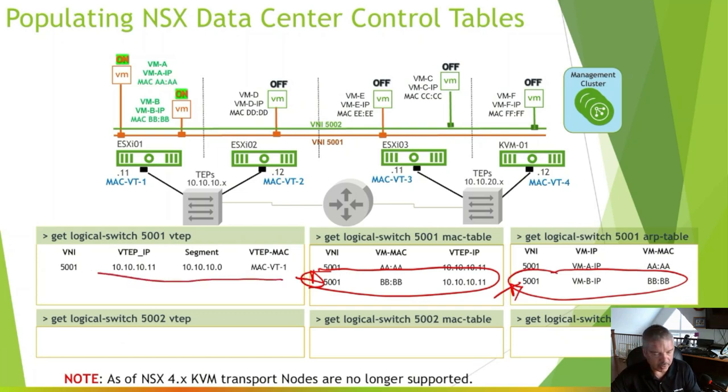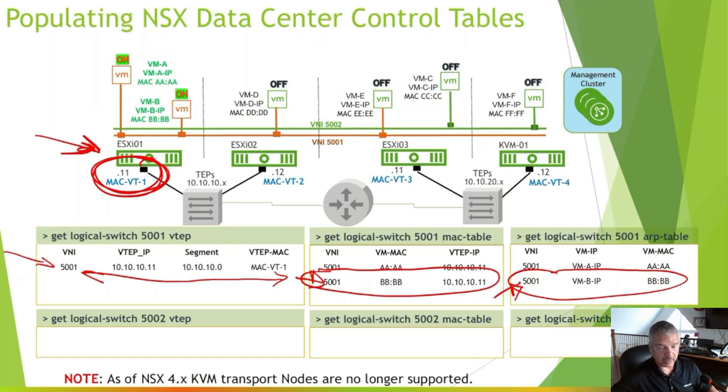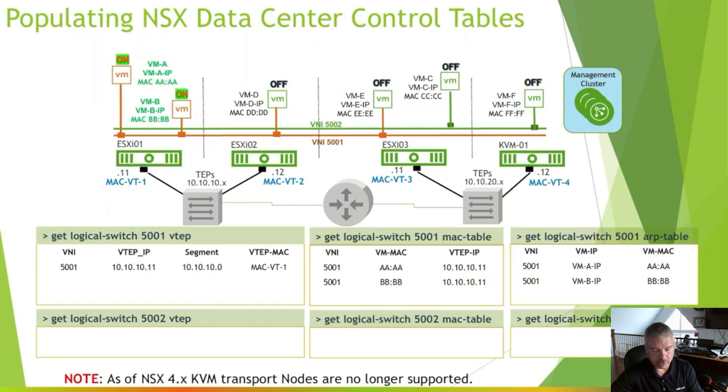But why didn't we put another entry in here? There's still only one entry in the TEP table. Why? It's because it's the same TEP. VMA and VMB are using that single TEP. Why put a duplicate entry? Now, if this transport node had multiple TEPs, and we talked about that in preparing the hosts, right? If it did have two TEPs, it's quite possible we may see a second entry here. It's not a guarantee, but in my example here, we probably would. Okay, great. So this is what we should expect to see.